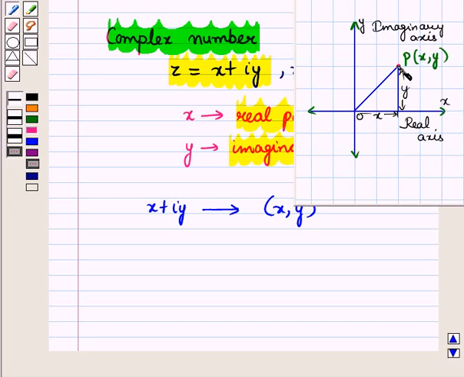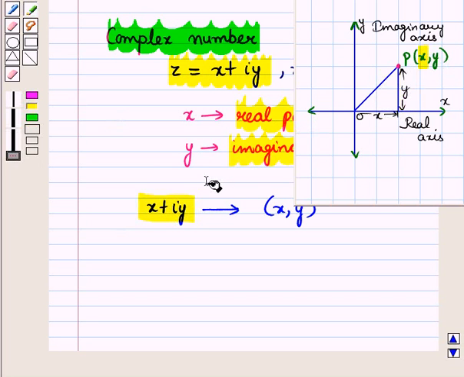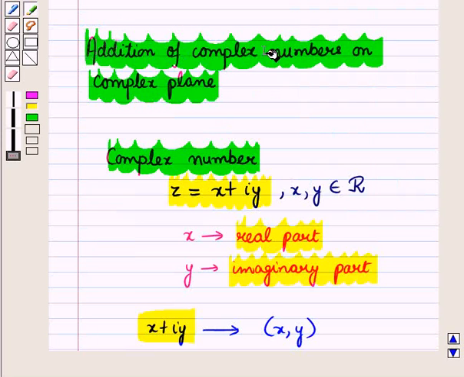So, on this plane, or we can say on this complex plane, the point P with coordinates x, y represents the complex number x plus iota y, where x represents the real part and y represents the imaginary part of the given complex number, that is the complex number x plus iota y. Now we will represent addition of two complex numbers on the complex plane.